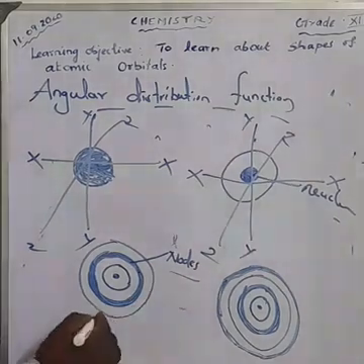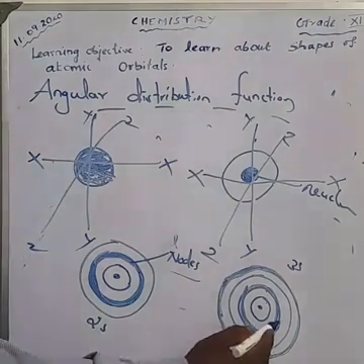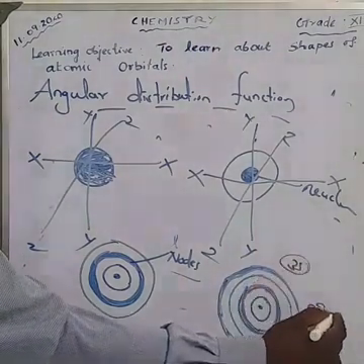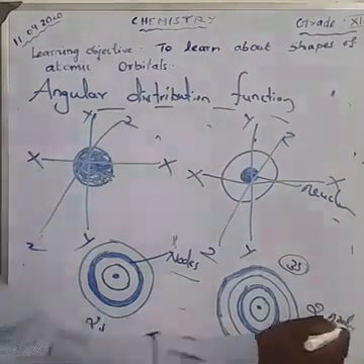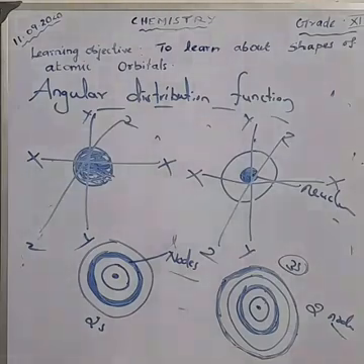Okay, this is 2s, this is 3s. How many nodes do they have? This is one node, this is another node. So how many nodes do they have? 2 nodes. How many nodes? 2 nodes. Okay. These are the small things. We can easily learn about the nodes.